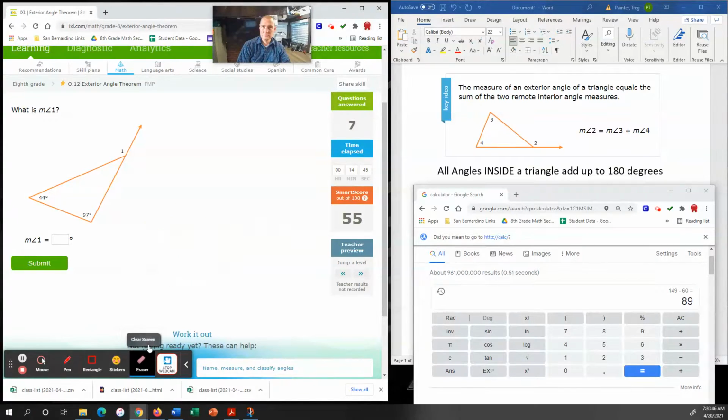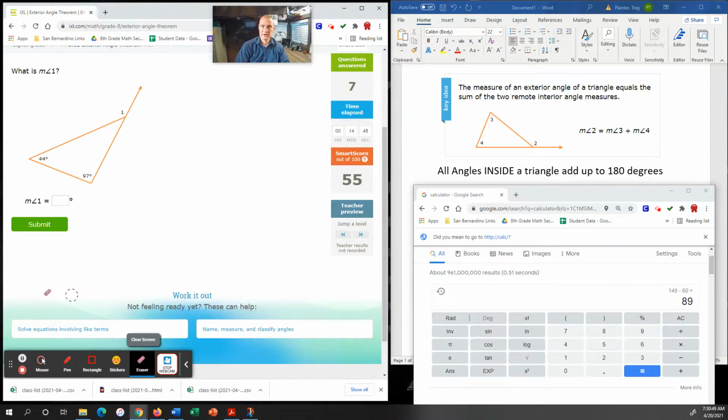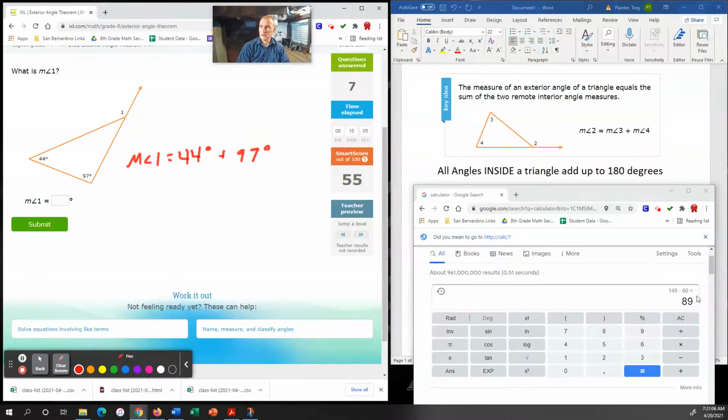All right, clear the board. All right, we're back to exterior angle theorem on this one. So we got measure of angle 1 equals directly across, so this one works out nice, 44 degrees plus 97 degrees. And just simply use the calculator. 44 plus 97 equals 141. So measure of angle 1 equals 141. Makes sense. That's a really large angle, obtuse.